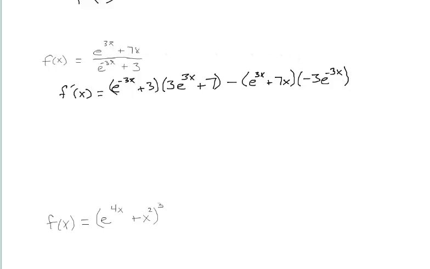Now here, when we had e^(-3x) and we took the derivative, remember it's the rewrite, so it was e^(-3x) and then times the derivative of the exponent, and the derivative of -3x is -3, so that's where this -3 came from, all divided by the denominator squared, (e^(-3x + 3))².